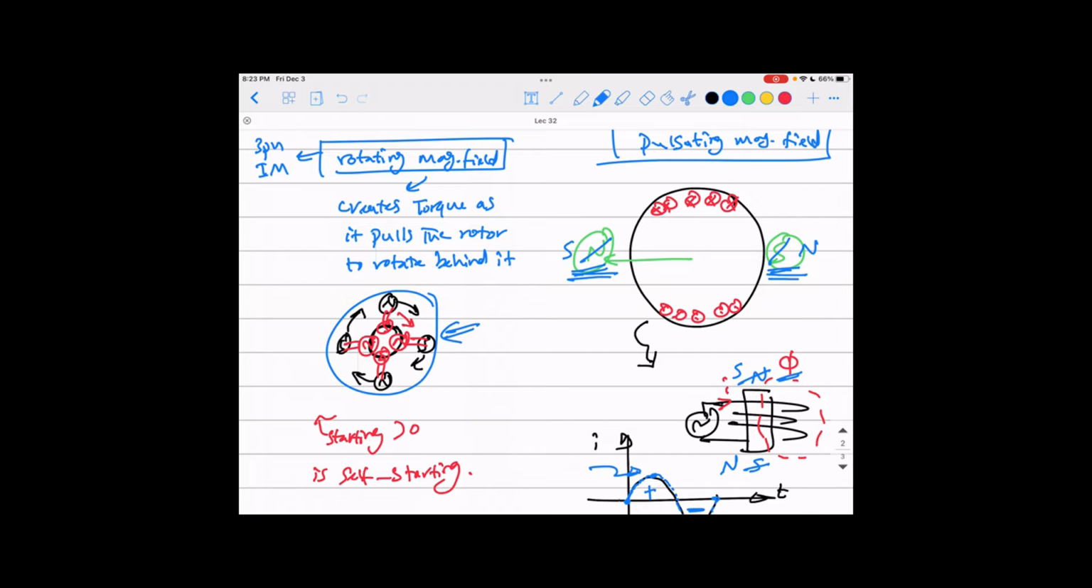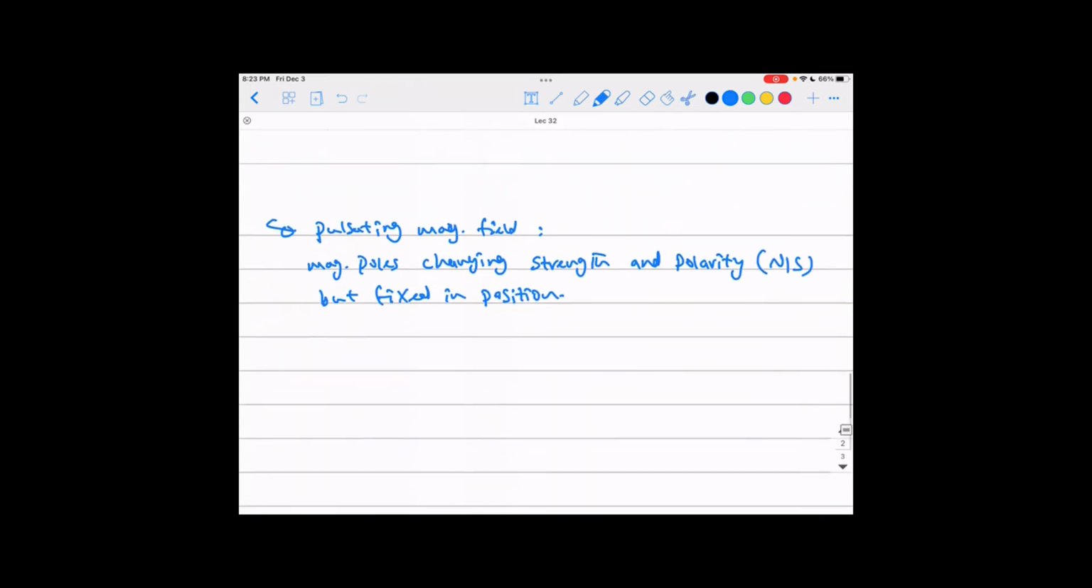But from here, you just have poles fixed in position and changing magnitude. That's why we call it pulsating. It keeps pulsating in value, strength, but they do not rotate. They are fixed in position. They keep their position. And that's a problem. That will not create torque.